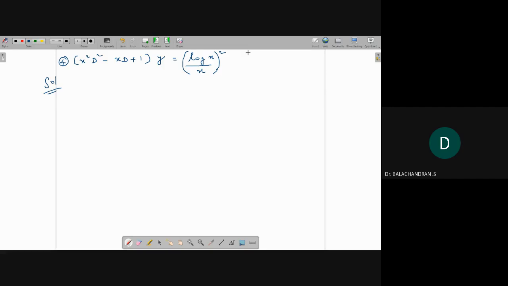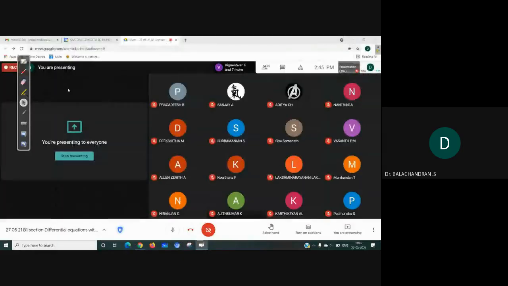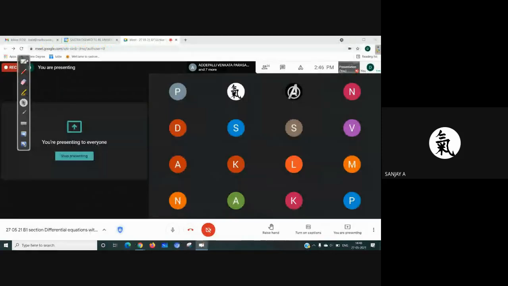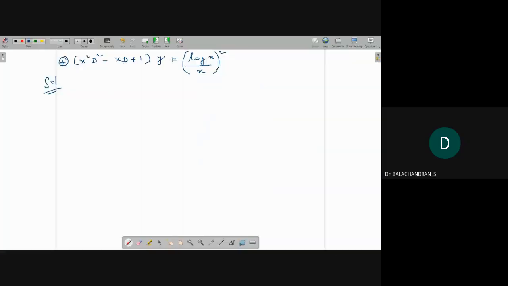So this comes under which type? Log x by x whole square. Algebraic and exponential, sir. Yes, algebraic into exponential, type 4.